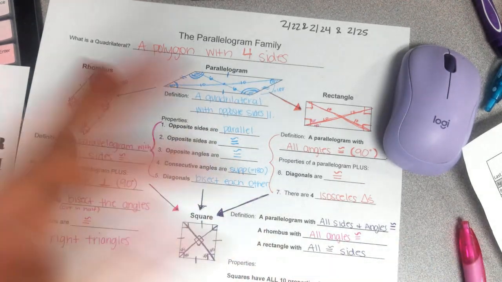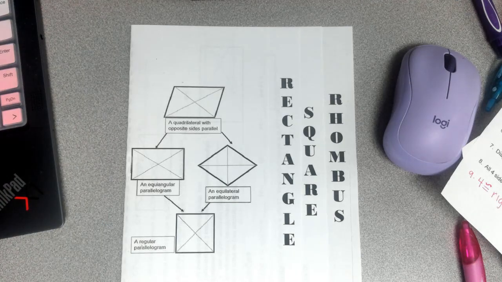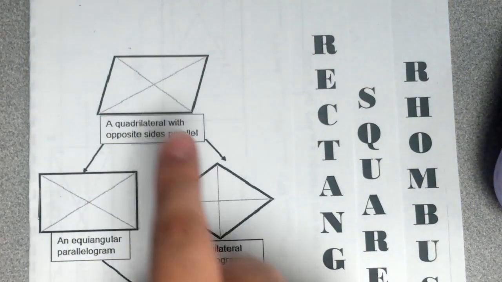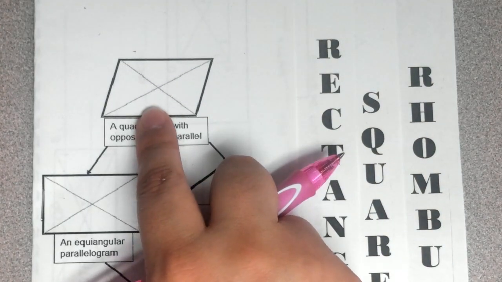Okay, what we are going to do now is we are going to go over some practice problems. Before we do that, I just want to remind you, what is a quadrilateral with opposite sides parallel? Parallelogram.